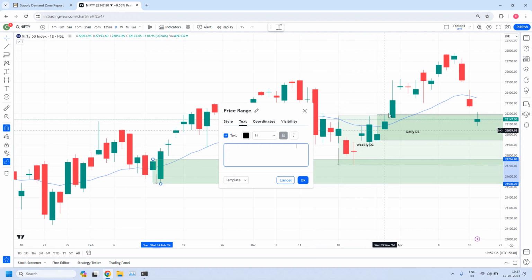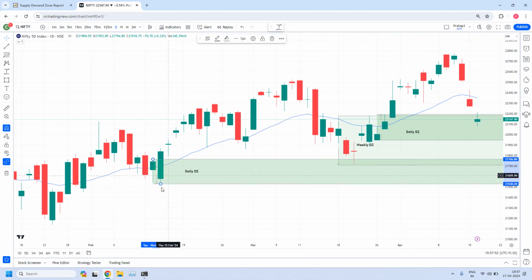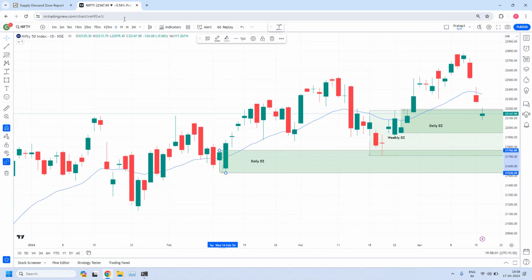Because the move started from here. The weekly zone creation move started from, see here, it previously tested and then a weekly zone was created. After that, prices moved up. That is the way this daily demand zone has some importance. Even though this is not a high liquidity zone, maybe inside there could be lower time frame high liquidity zones. That we have to see.